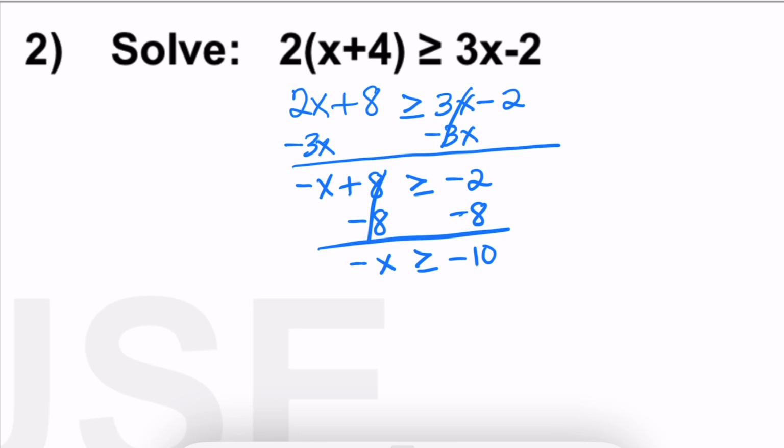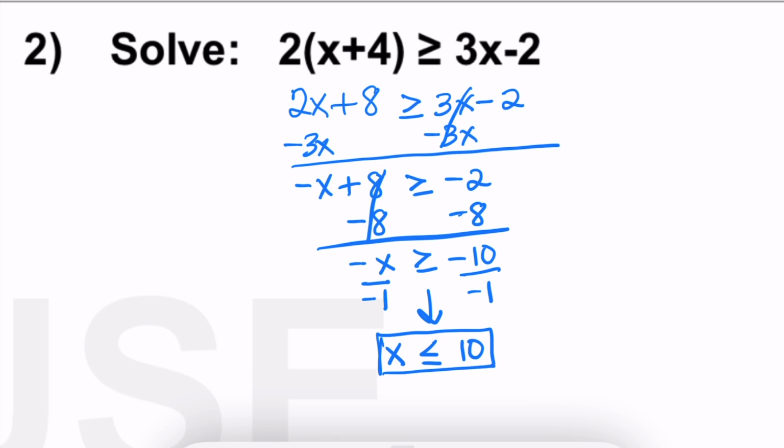And of course, you're solving for positive x, so you need to get rid of the negative by either multiplying or dividing. But when you do that, you got to switch the direction on the inequality. So x is going to be less than or equal to 10. So again, you have a couple of ways to show your answer. This is your answer, but we have set builder notation. We'll call it SBN. So the set of all values x such that x is less than or equal to 10.